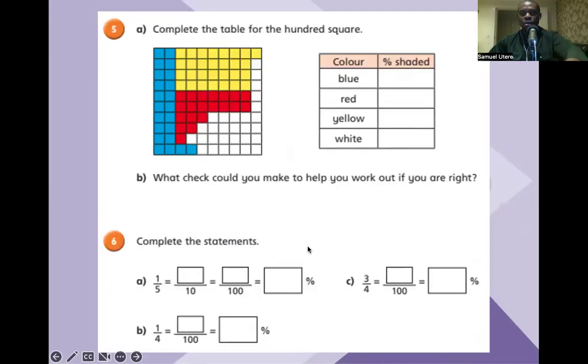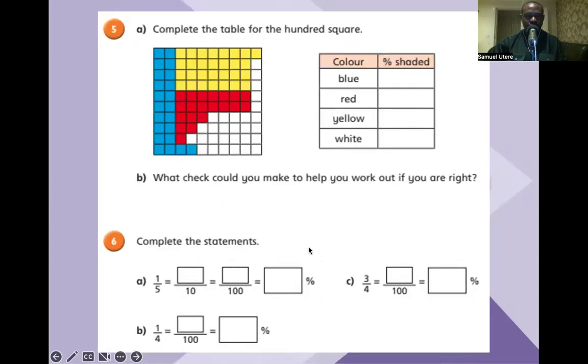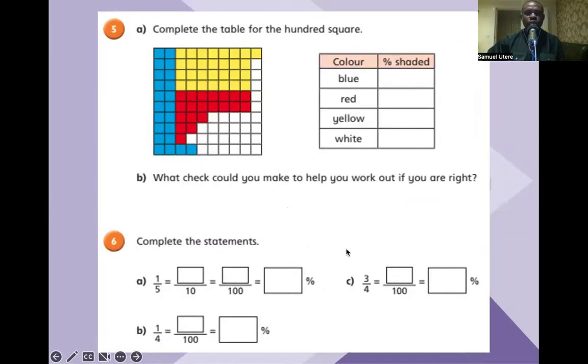Or we could have done it this way. Instead of counting that, we could have done 11 hundredths, which is 11%. 11% plus 27% is 38%, and we do that. So different ways to find the same solution. Pause the video and answer questions 5 and 6 in 3 minutes.